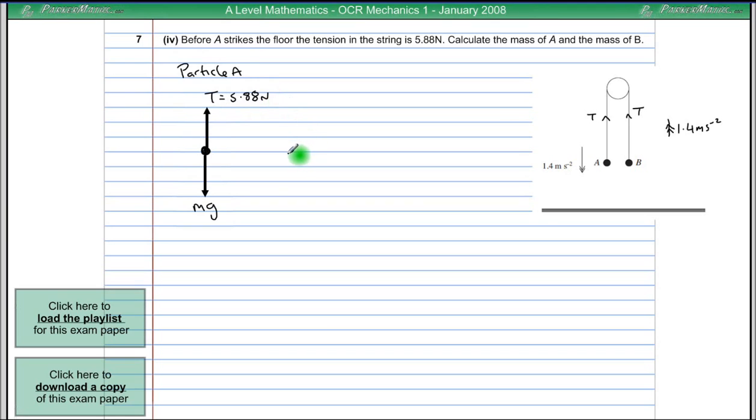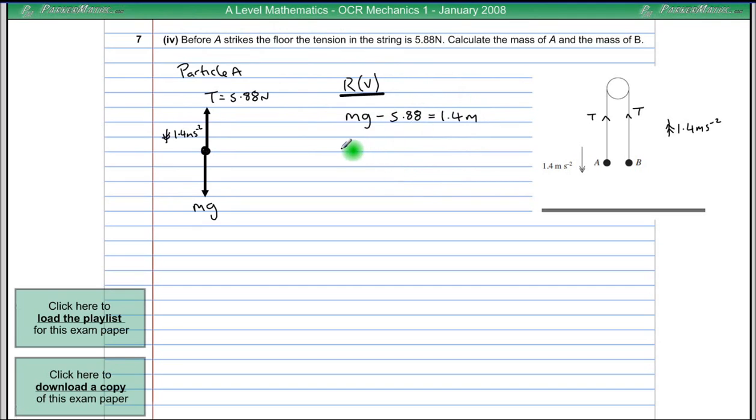5.88 newtons. We also know there's an acceleration. For particle A, the acceleration is downwards of 1.4 meters per second squared. So let's resolve forces in a vertical direction. Let's take downwards to be positive because that's the direction of the acceleration, and we've got our weight, which is mg. In the opposite direction, we've got our tension, which is 5.88 newtons, and that's going to equal mass times acceleration. Well, mass we don't know, but acceleration is 1.4, so that's 1.4 m.